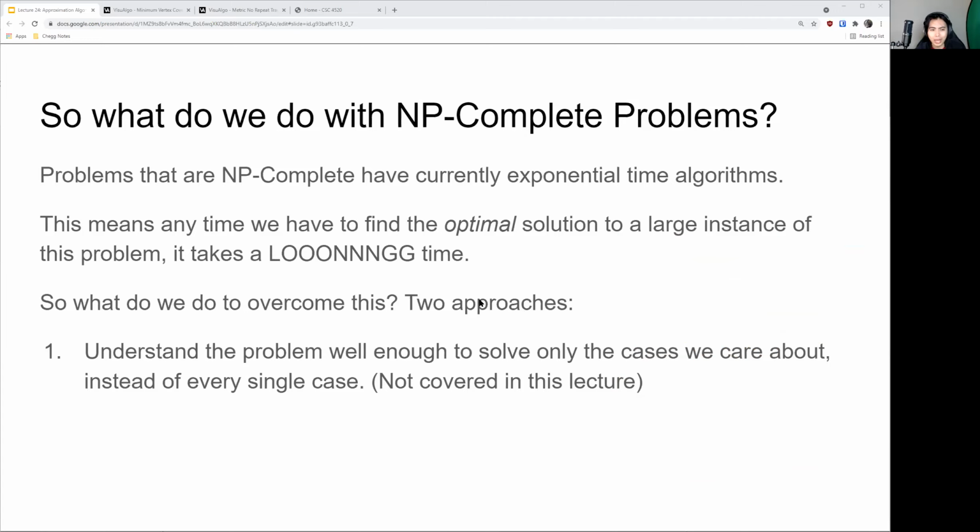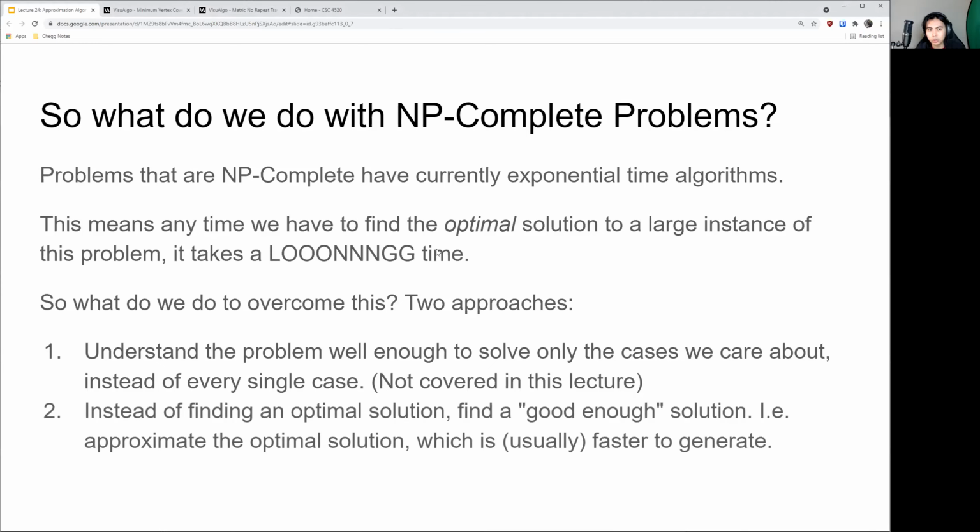Now, if we don't do that, what does that leave us with? What is the other approach in which we deal with NP-complete problems? Well, instead of trying to find the optimal solution, so for example, trying to find the minimum vertex cover, why don't we find the vertex cover that's just simply good enough, right? One that will give us an okay answer, even though it's not the best possible answer. And this is generally good because it's faster to come up with an okay answer, a good enough solution, instead of finding the absolute best.